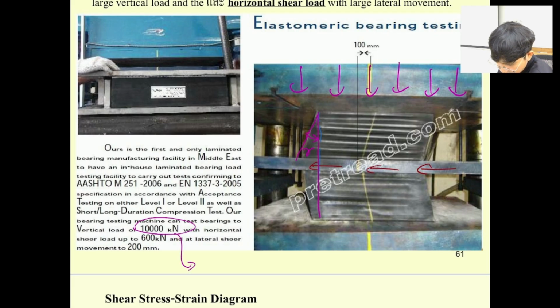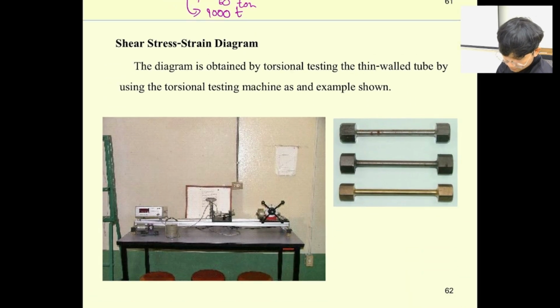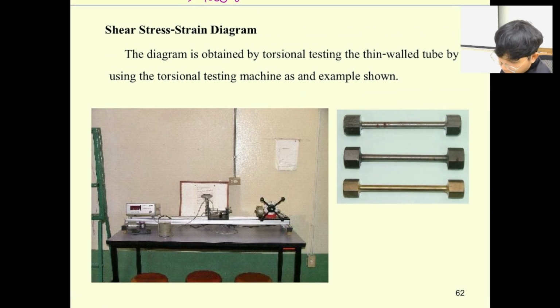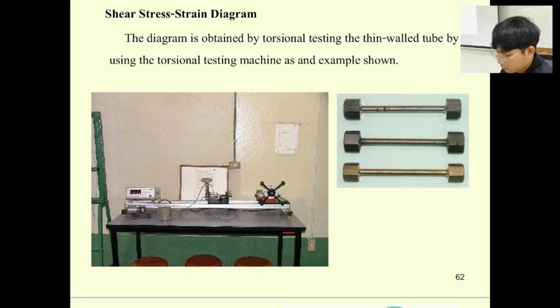The machine is supposed to be able to apply the force up to 1,000 ton and the horizontal force up to 60 ton. Okay, over here. All right. Come back to here again. If you see this, you may flash back to your lab. Because in your lab you're going to test just only these two samples. So we have one is iron, another one is cast iron.